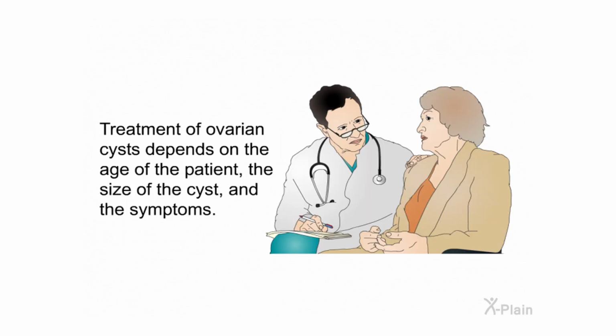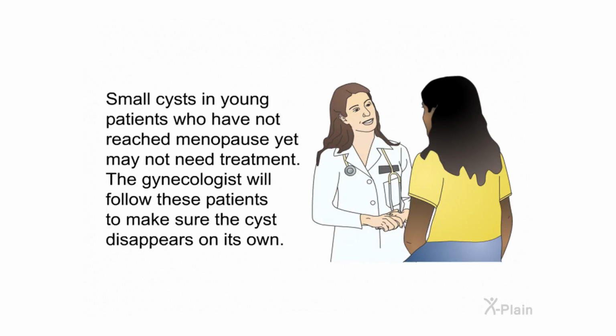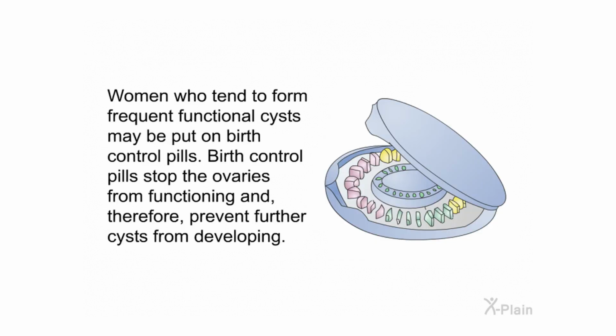Treatment. Treatment of ovarian cysts depends on the age of the patient, the size of the cyst, and the symptoms. Small cysts in young patients who have not reached menopause yet may not need treatment. The gynecologist will follow these patients to make sure the cyst disappears on its own. Women who tend to form frequent functional cysts may be put on birth control pills. Birth control pills stop the ovaries from functioning and therefore prevent further cysts from developing.